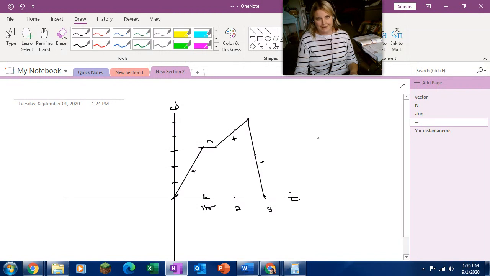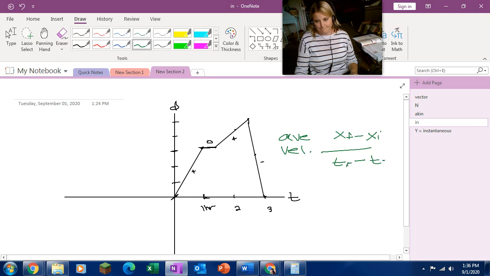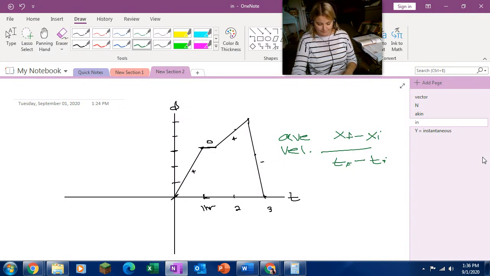All right, going back. If we want to find average velocity, it's the same way we did it before, right? Average velocity, you take your final position minus your initial position over the final time minus the initial time, right? Same as we started off with. So that's how you do average velocity.